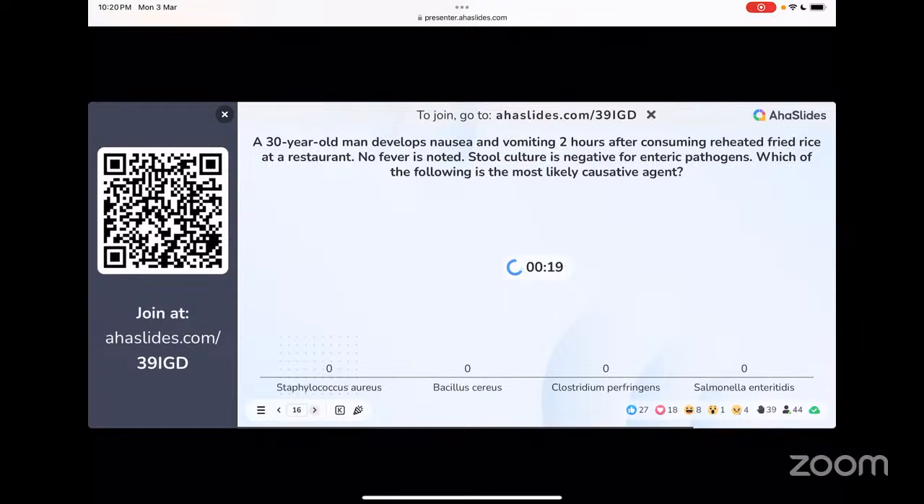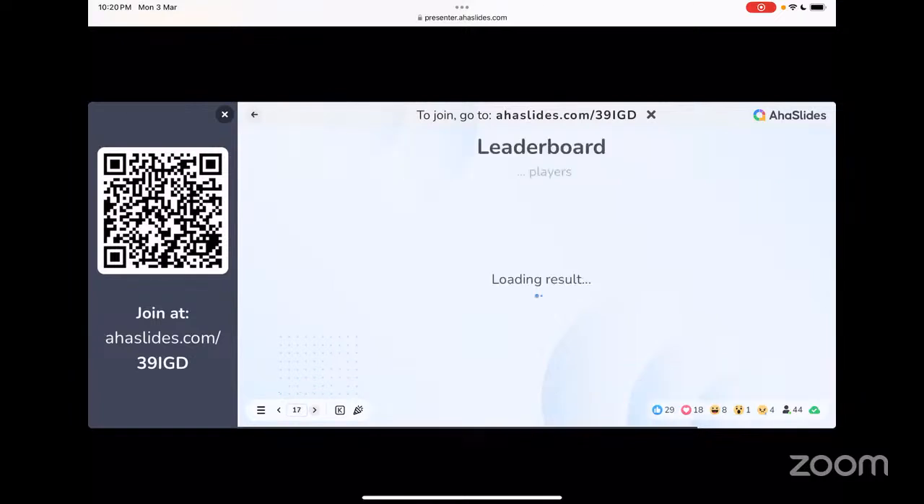And apparently, this organism produces a heat-stable toxin that survives cooking. You see, reheated. And also, you can say it's a spore-forming gram-positive bacillus that also causes a diarrheal form of food poisoning. Which is it? Right. So that is Bacillus cereus. That is good.